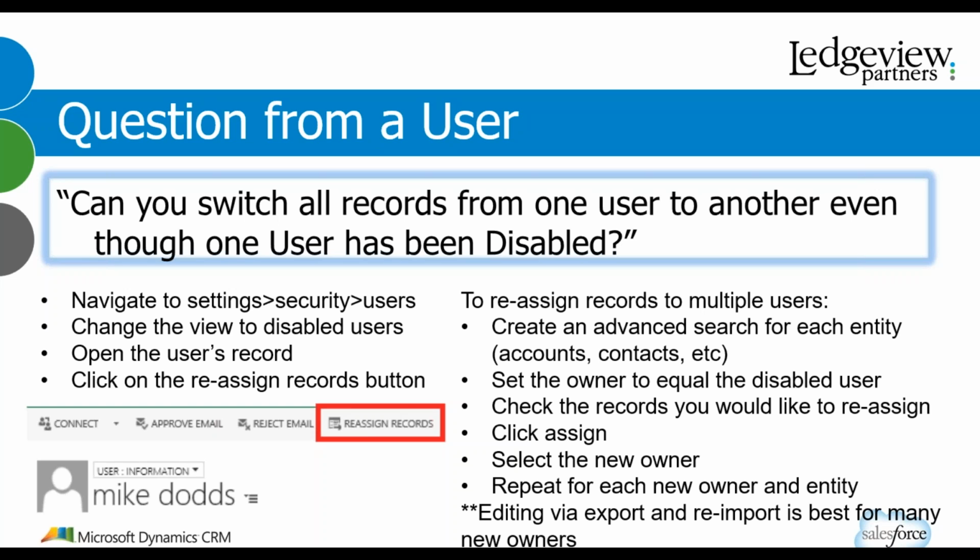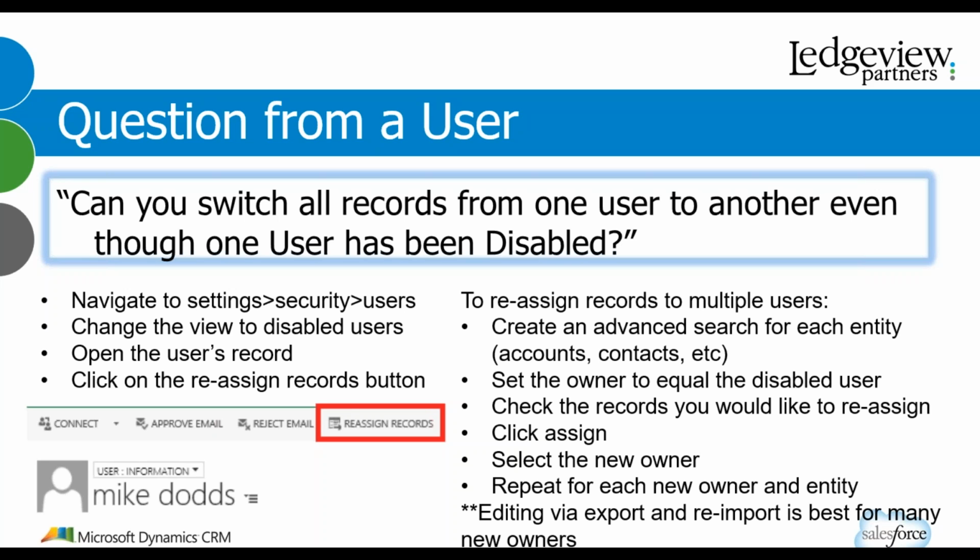Now, if you have somebody who left the company and you're going to disperse their accounts and opportunities off to different people, that can still be done. I do not recommend this way of doing it. You're going to want to use Advanced Find. So you're going to want to create an Advanced Find search. You need to do this for each entity. So accounts, contacts, leads, etc. Set the owner for the filtering to equal that disabled user. When you're in the lookup section, make sure you change that view selector to disabled users.